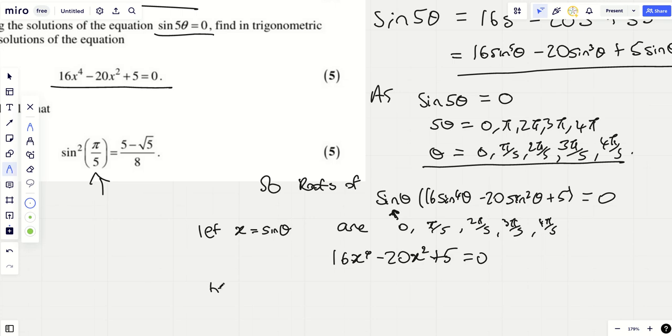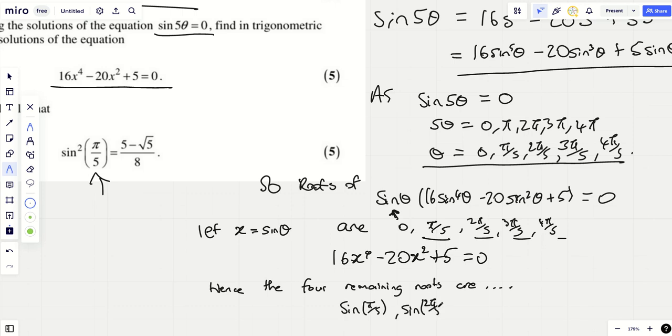Hence, the 4 remaining roots are, we already know that we need sine of these roots because we already know these roots correspond to where theta is that. We've already decided to exclude this one with this one. As theta is that, sine of theta, which is x, is going to be sine of pi over 5, sine of 2 pi over 5, 3 pi over 5 and 4 pi over 5.